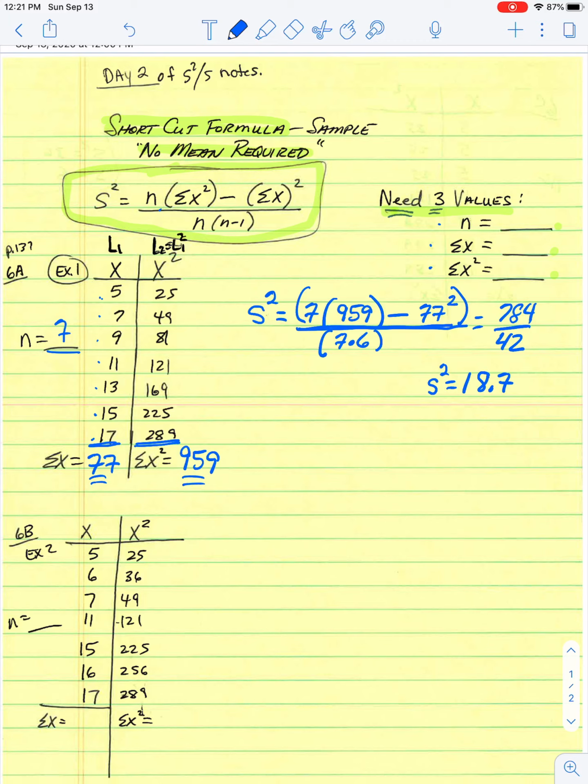Then think, how do you get to the standard deviation? If you're thinking to yourself, oh yeah, I've got to take the square root of the variance to get the standard deviation. That's s, the square root of 18.7. And I came up with a calculation of 4.3. And that's your standard deviation. All right, that was cool.